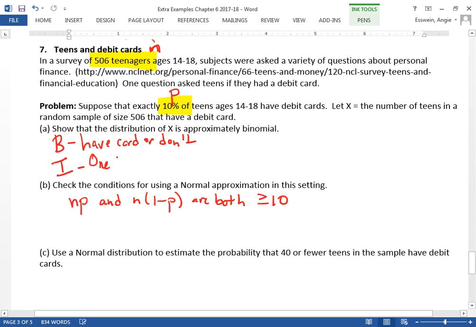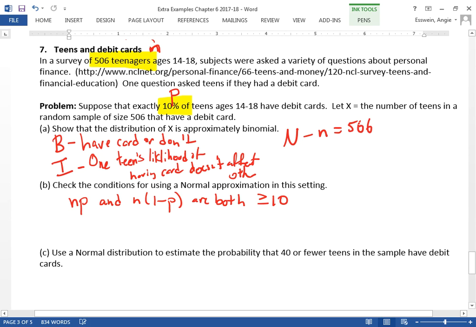So one teen's likelihood of having a card doesn't affect the next one. And then the number of trials is fixed at 506. So that's good. And then the probability of success p is equal to 0.10.